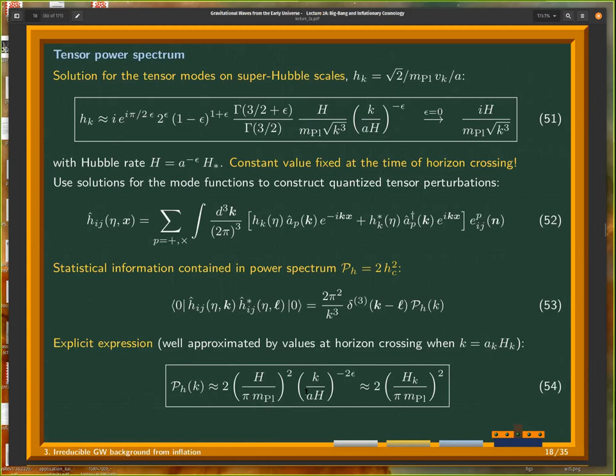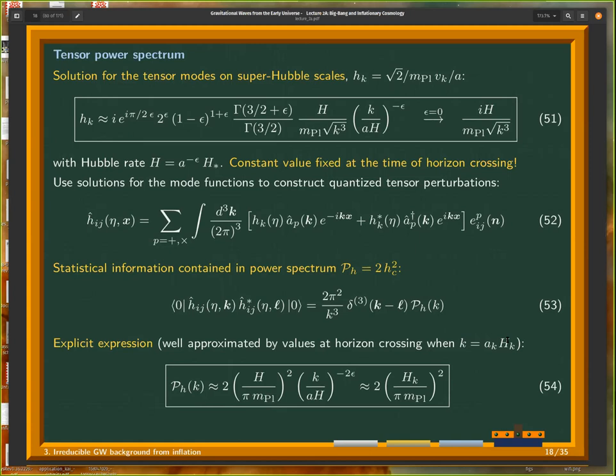So this is now the final result. And maybe the calculation or the derivation was a bit complicated, involving the Hankel function and all of that, but the result again looks very simple. And I said that the power spectrum, or the evolution of these Fourier modes, is fixed at the time of horizon crossing. So this will no longer change for a mode k as soon as this condition here is satisfied.